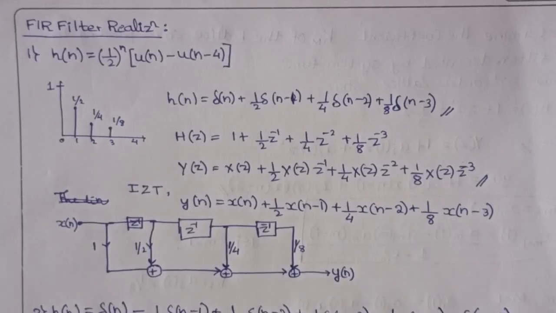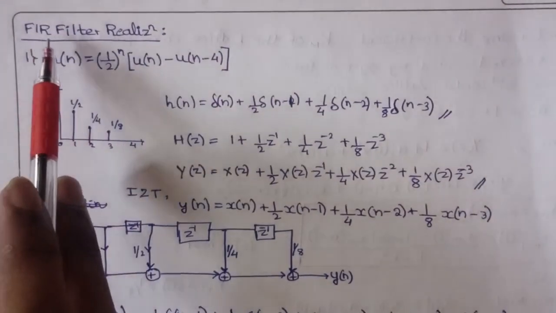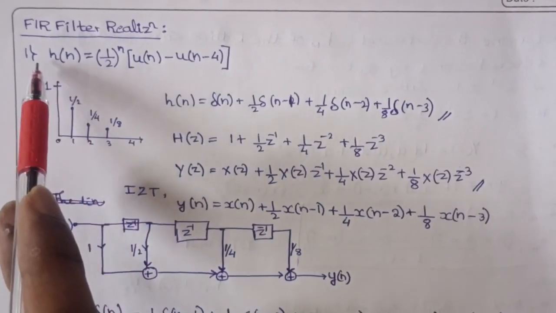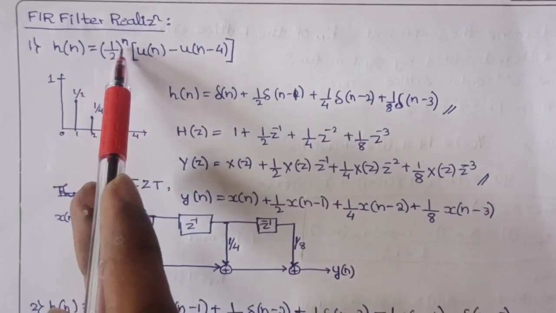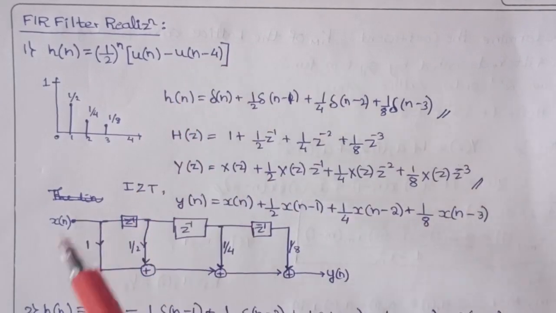Hello dear friends, in this video we'll discuss another type of realization, that is FIR filter realization. The question given is h of n is equal to (1/2)^n into u of n minus u of n minus 4.